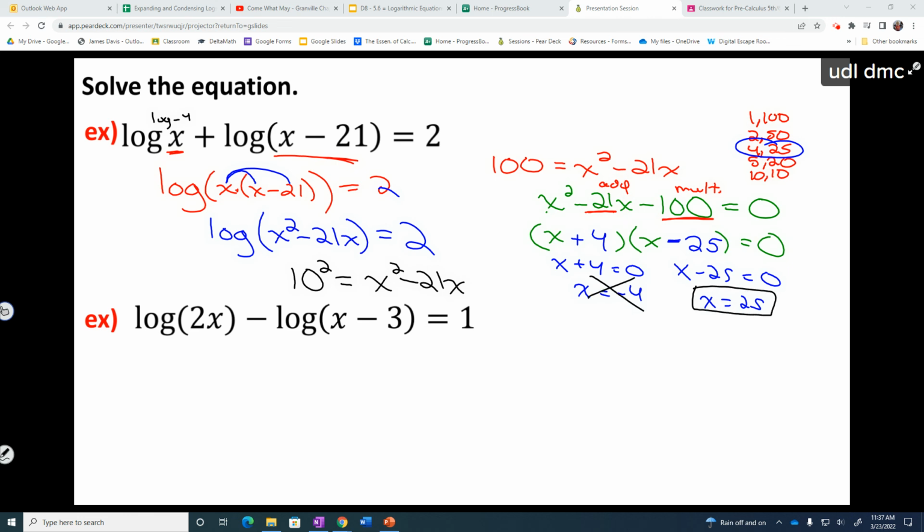This one, we get a solution, you can double check that. Log of 25, log of 25 minus 21, which is 4. You can also check your solution pretty easily on this one as well. If you did log 25, and then plus log, this would be 25 minus 21, which would be 4, should equal 2.